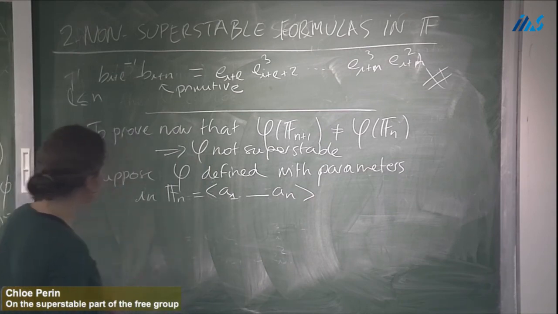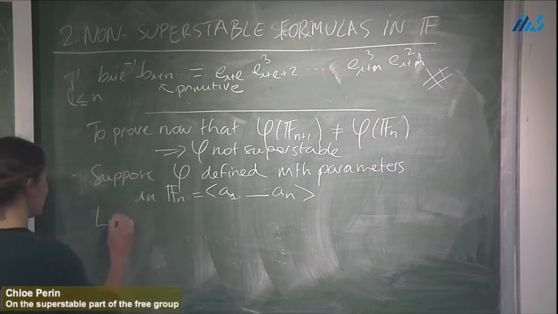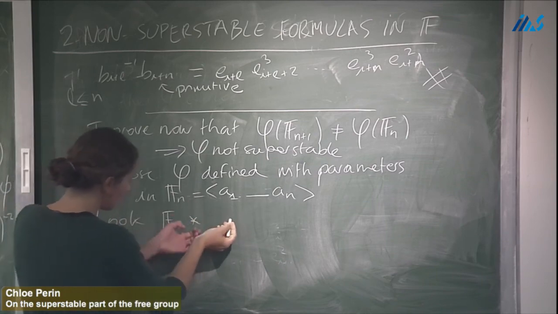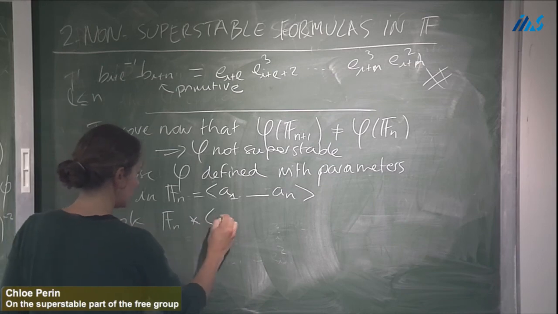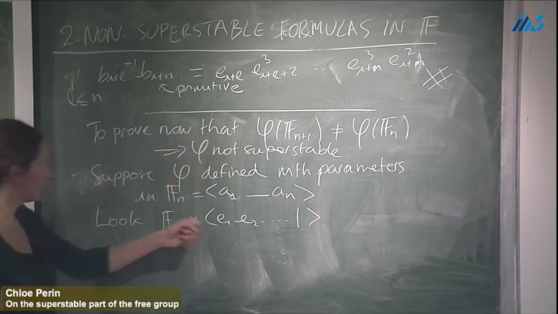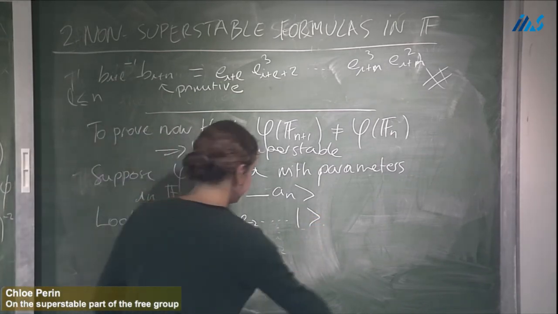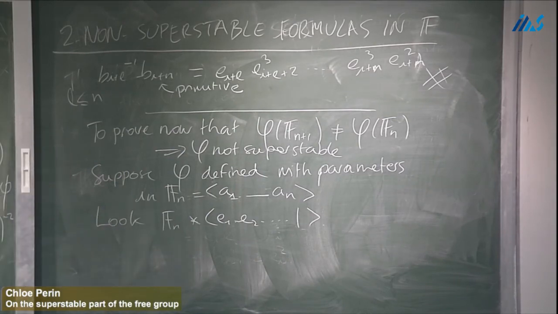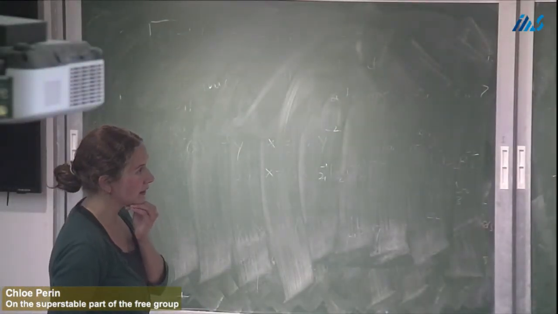Now I'm going to look at this free group Fn, and I'm going to take the free product with my F omega, which was generated by E1 and so on. It's just to make the proof more convenient. I give different names to the first n generators of this copy of F omega. So what does it mean that phi of Fn plus 1 is not equal to phi of Fn?